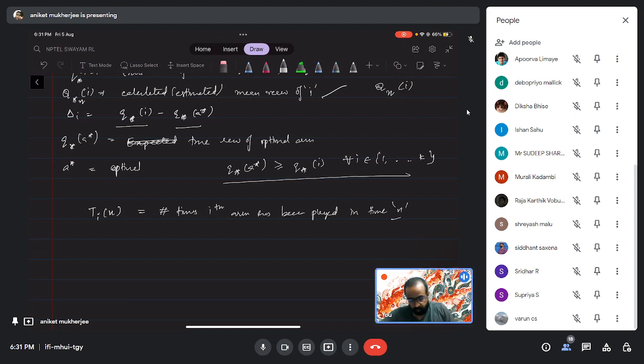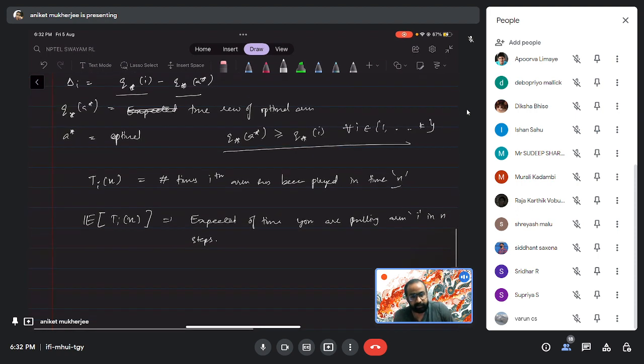So now what you're trying to do is find the expectation of T_i of n. This is the expected number of times you pull the arm i if you're using the UCB algorithm. In the whole theorem, the underlying assumption is you're using the UCB algorithm. Everything you're doing, all the bounds, assume you're using the UCB algorithm. So the expectation of T_i(n) is the expected number of times you are pulling arm i in n steps.